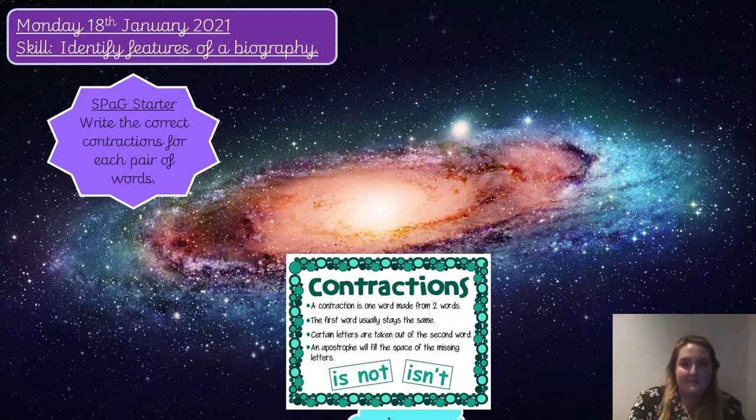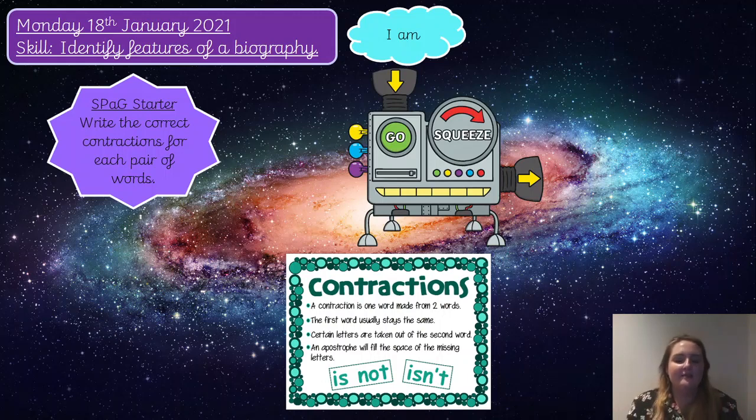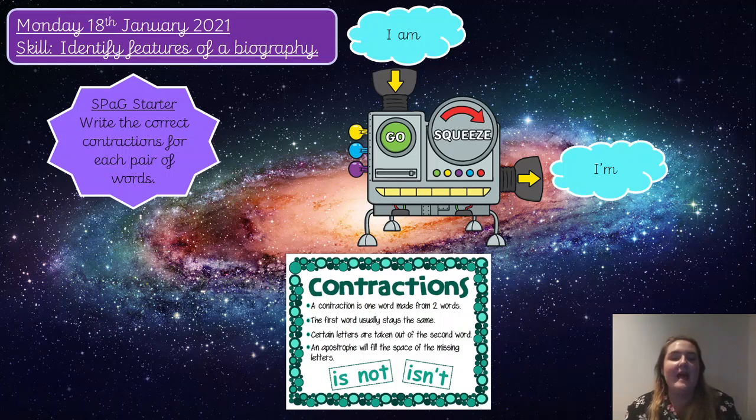Thinking about that then, if we have this example, I am, what would I am become if we were turning it into a contraction? Tell the person next to you. Let's see if you were right. Let's push it together. I am becomes I'm. So we've taken the A away and we've replaced the A with an apostrophe and I am has become I'm.